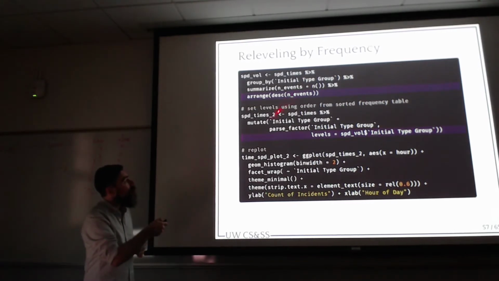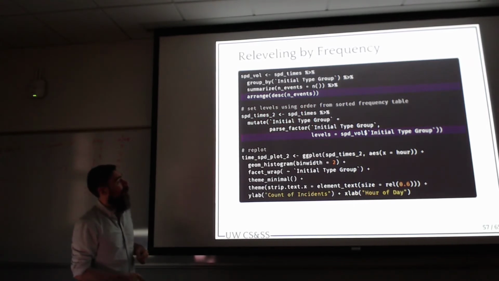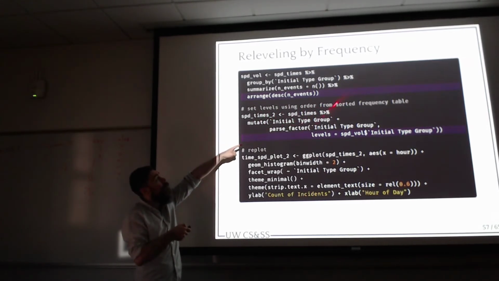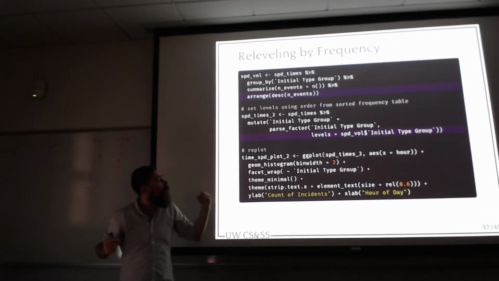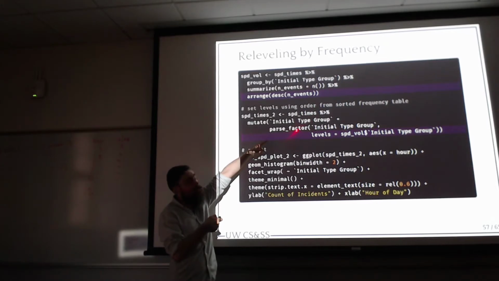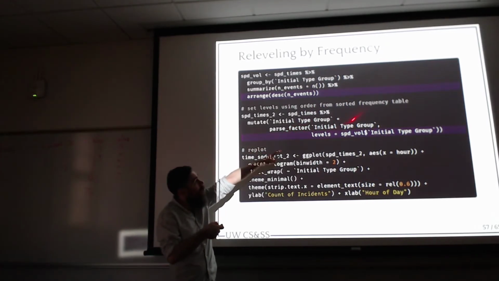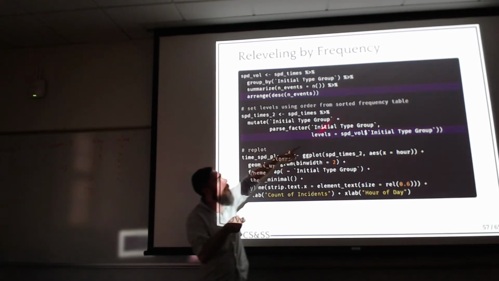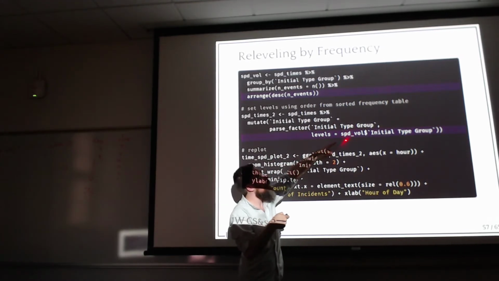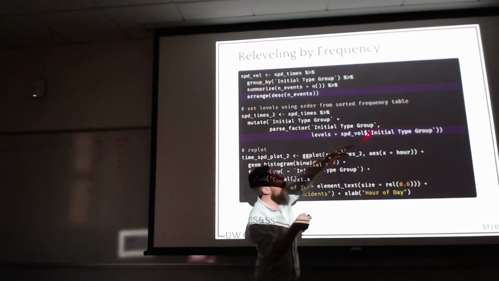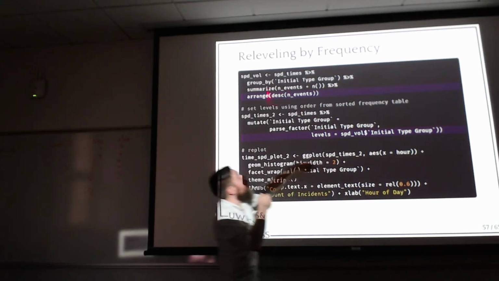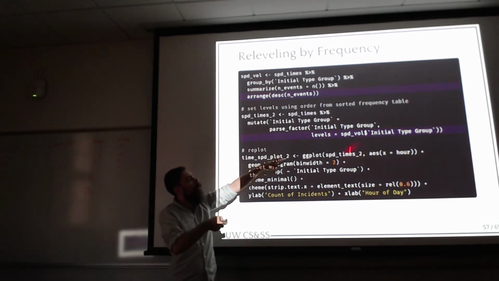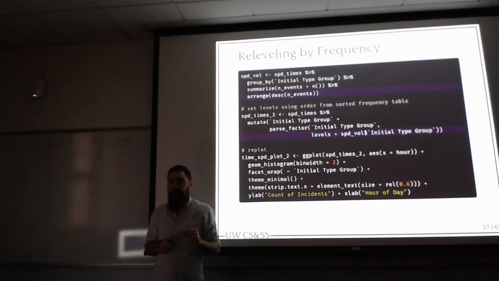Now, I'm going to create a new SPD times 2 object equal to our original SPD times, mutate initial type group, which is the factor variable we're interested in putting in the order of frequency, and I say parse factor, the same function I used before, initial type group the variable, but now I'm saying its levels are equal to SPD vol $ initial type group. So initial type group in this data set here has been ordered by the frequency of the observations.